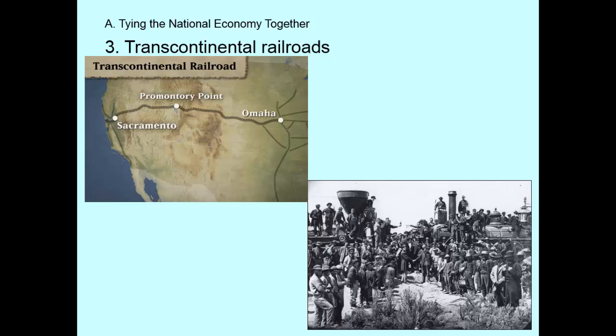We see the two railroad companies coming together, and they're toasting in the picture because they're happy. Now we finally have a transcontinental railroad, which will greatly reduce the amount of time it takes to get west.